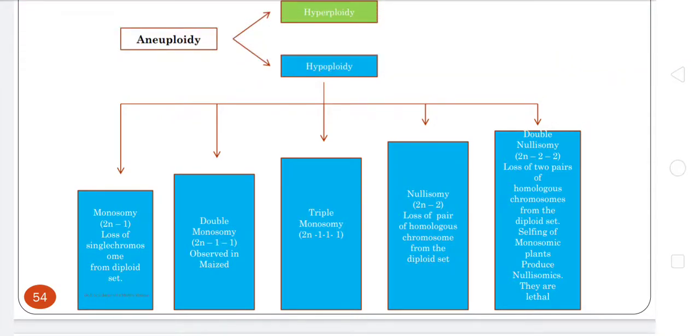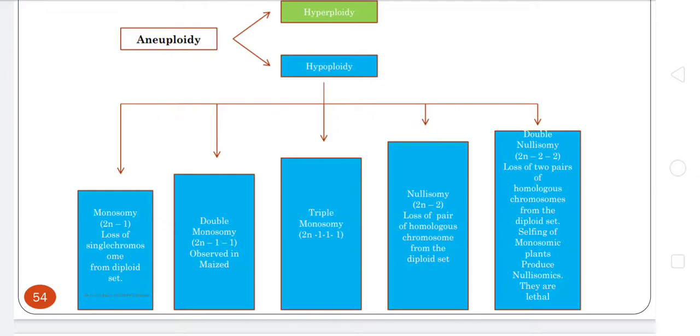And the last is called nullisomy. Nulli means nothing. 2n minus 2. The 2 sets of chromosomes are lost here, so the name is nullisomy. Loss of a pair of chromosomes from the diploid set. The diploid set already has 2 sets of chromosomes, and that is lost, so there is no net gain, it is 0. So they are given the name nullisomy. And double nullisomy means loss of 2 pairs of homologous chromosomes from the diploid set. 1 pair is nullisomy. Loss of 2 pairs is called double nullisomy.